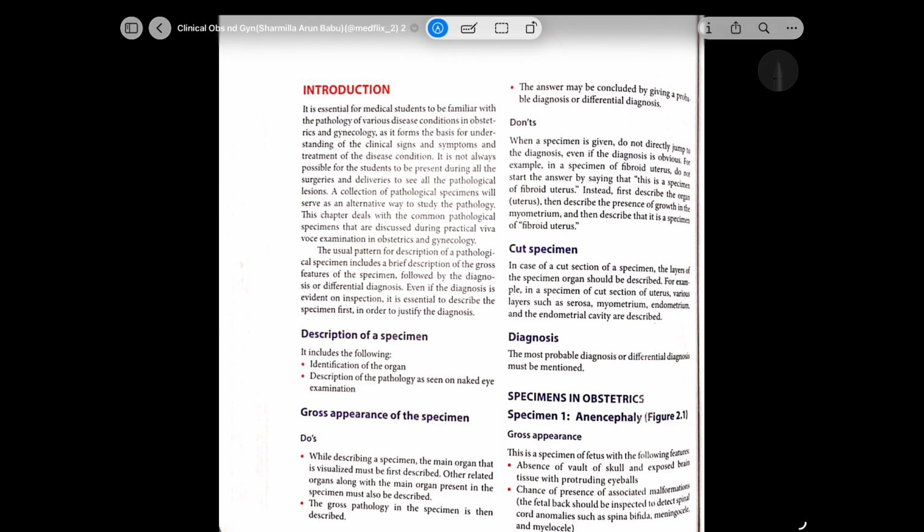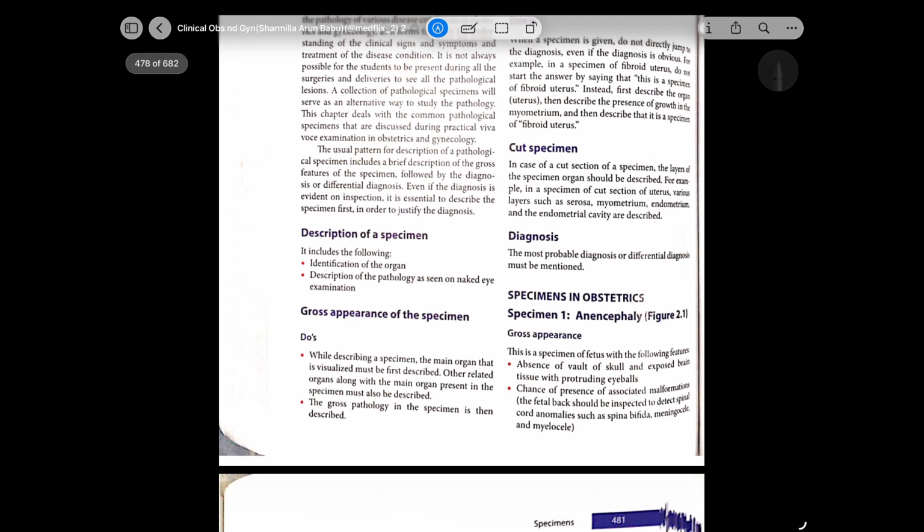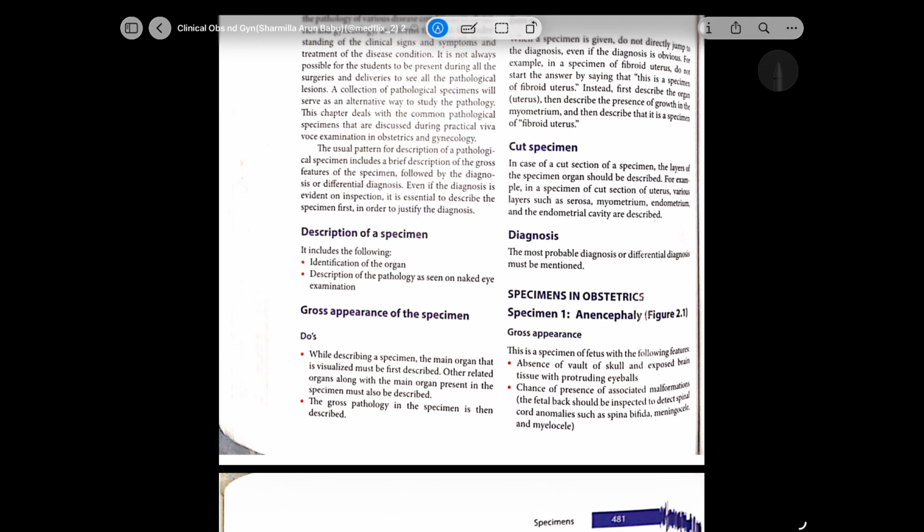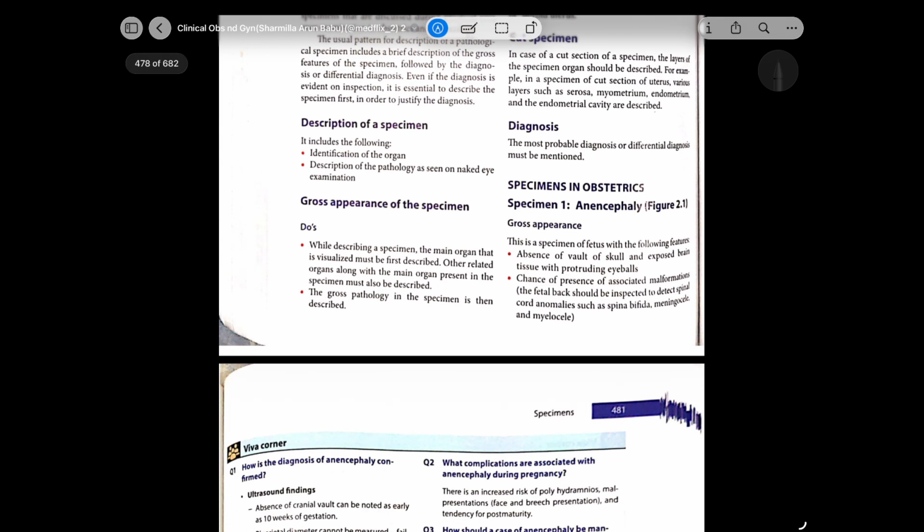The usual pattern for description of a pathological specimen includes first you have to give a brief description of the gross features of the specimen. Then you have to say the diagnosis or the differential diagnosis. So even if the diagnosis is evident on inspection, you have to describe the specimen first in order to justify the diagnosis. You can't just directly tell the diagnosis. So description of a specimen includes the following: identification of the organ, description of the pathology as seen on naked eye examination. Gross appearance of specimens.